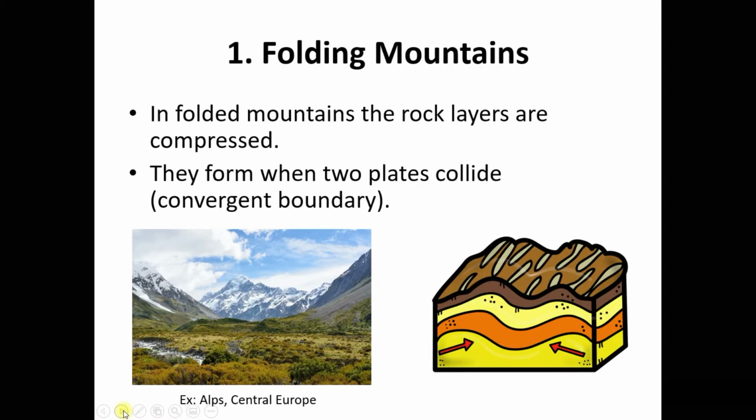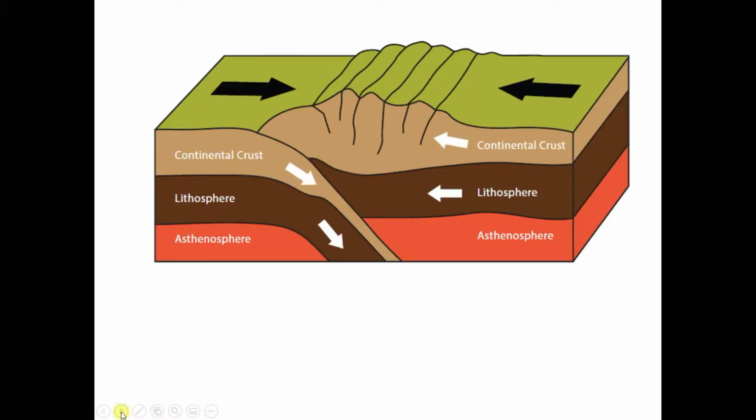All right, the first one, folding mountains, and this picture matches what's on your worksheet. In fold mountains, the rock layers are compressed, and the way they are formed is when 2 plates collide. And you can see this is showing the plates moving towards each other. And we talked about how when plates move toward each other, it is a convergent boundary. And this can form a fold mountain. It's like the earth just sort of folds up from the level of the crust.